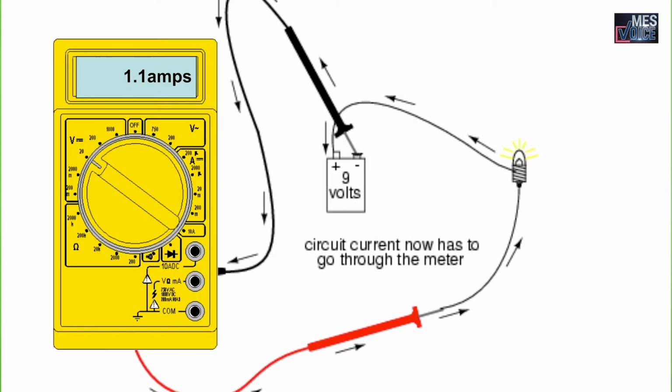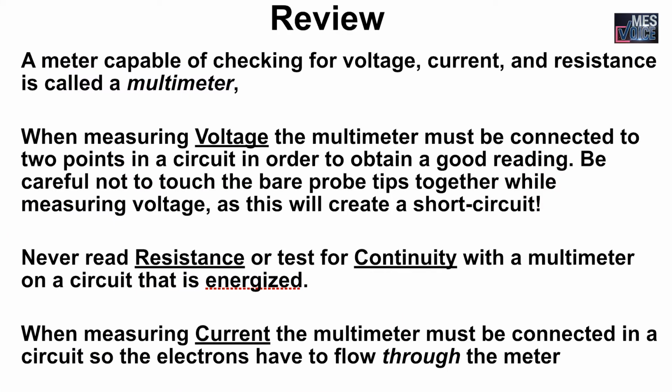Measuring current. We are connecting the positive lead to one end of the lamp and the negative lead to the negative point of the battery. Circuit current now has to go through the meter. A meter capable of checking for voltage, current and resistance is called a multimeter. So multitasking is done here. So we call it a multimeter.